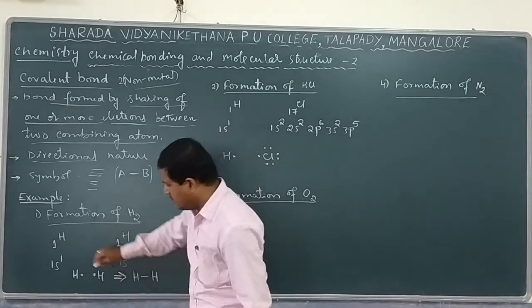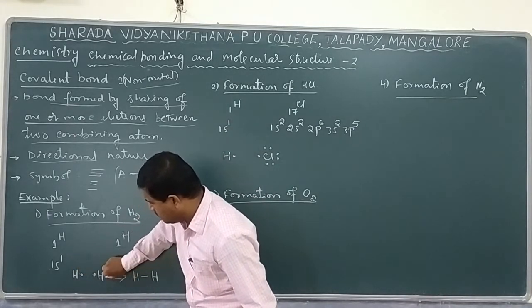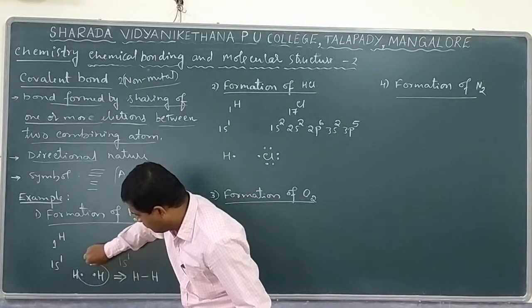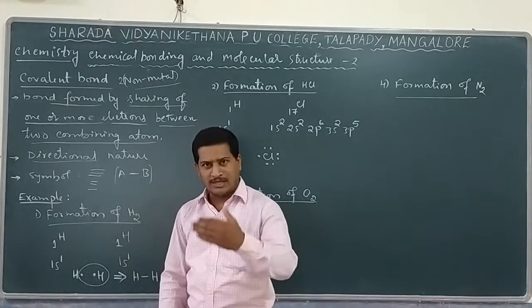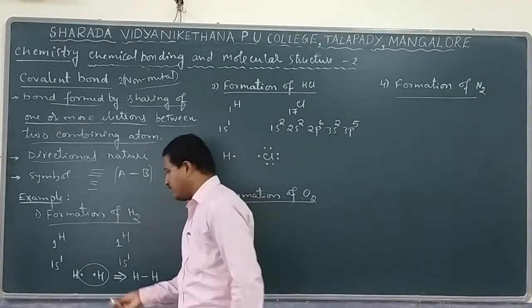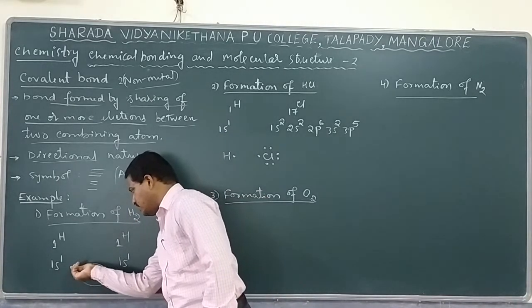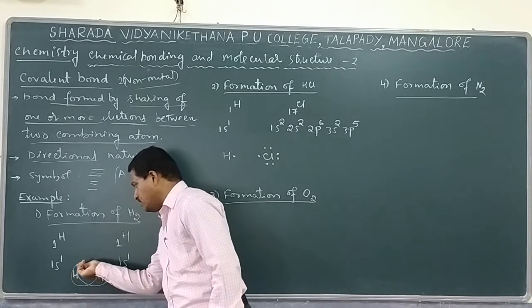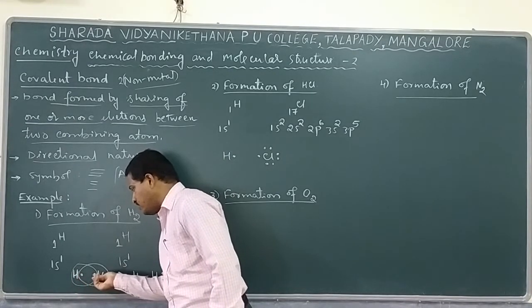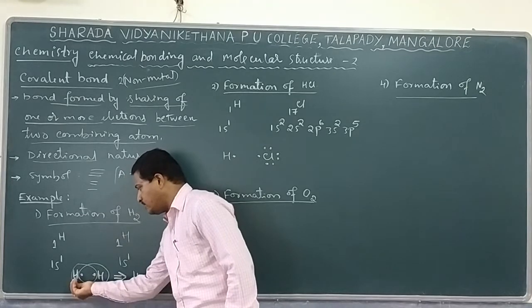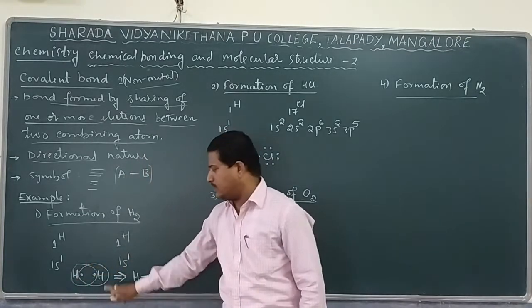How is it shared? This electron is needed by this hydrogen. So this electron is shared by this hydrogen atom, sharing the limited force of attraction by the nucleus. And this electron is shared by this hydrogen atom. Thereby, the two electrons are controlled by the two nuclei: one nucleus of hydrogen, the other the nucleus of another hydrogen atom.